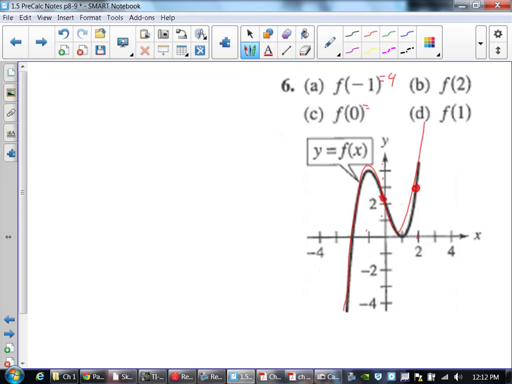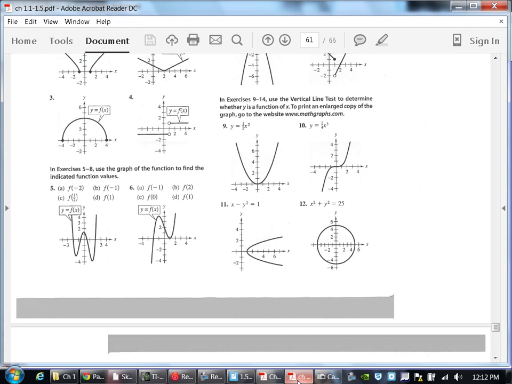And then, yeah, that was that one. What was the other one in there? 18? Yeah. Find the zeros.